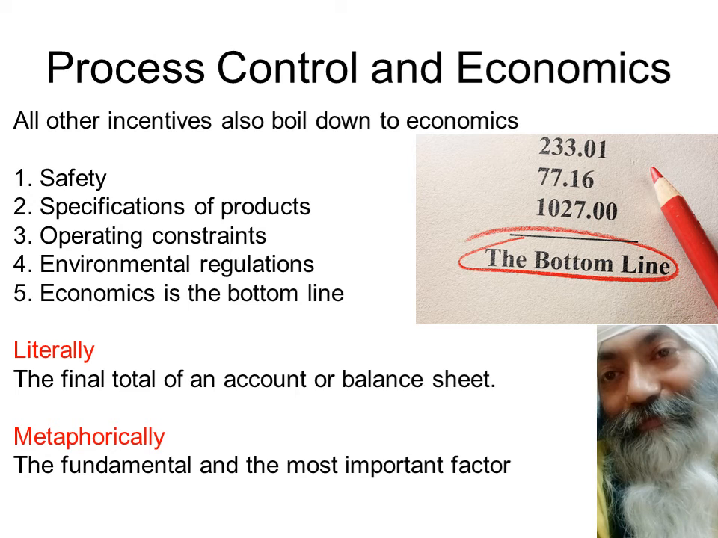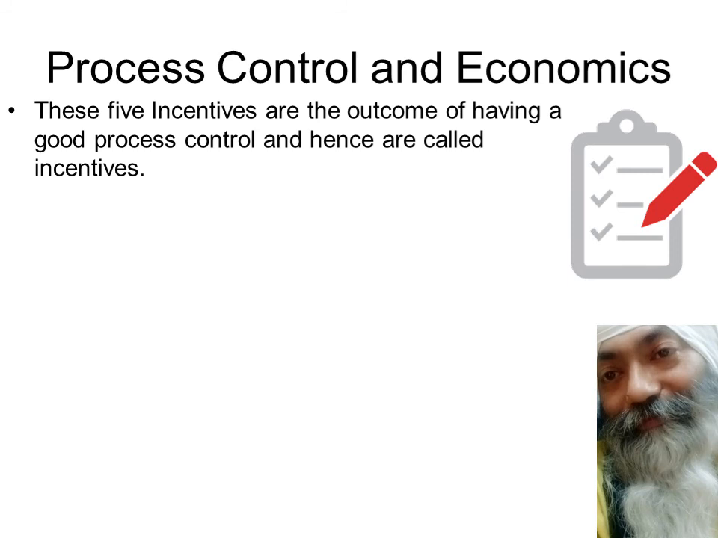This is the crux of the whole session we have held today. Let's move on to the next and conclude. So let's revise that these five incentives are the outcomes. These five incentives which we have discussed till now are the outcome of having good process control. Because it's an outcome, ultimately it's going to make us richer, wealthier, and give us better command in the market. These are the incentives, the benefits.